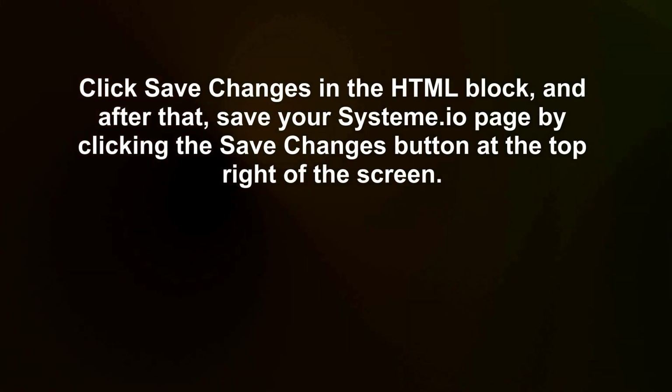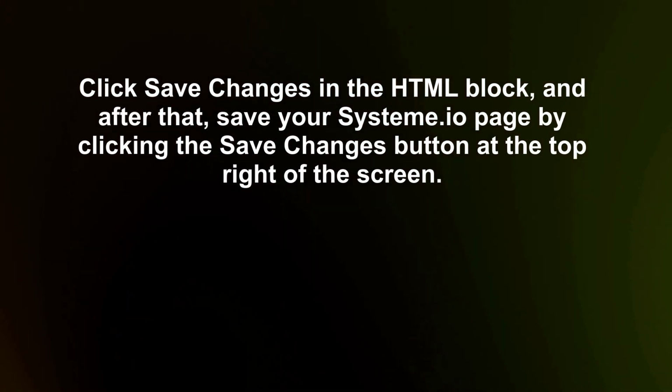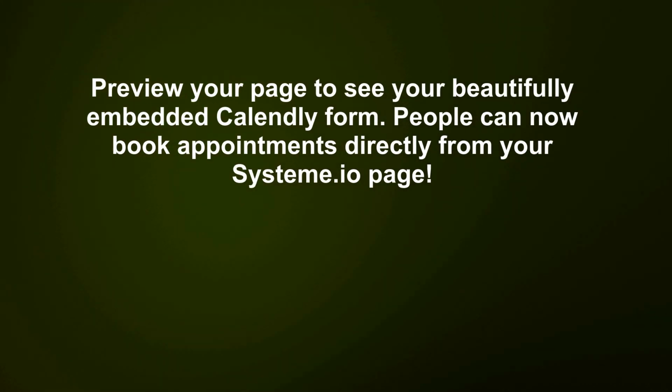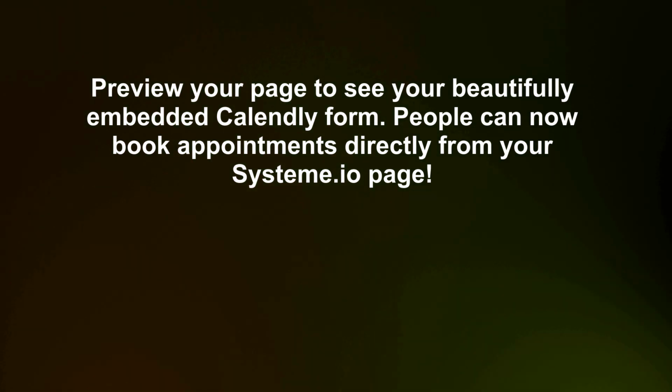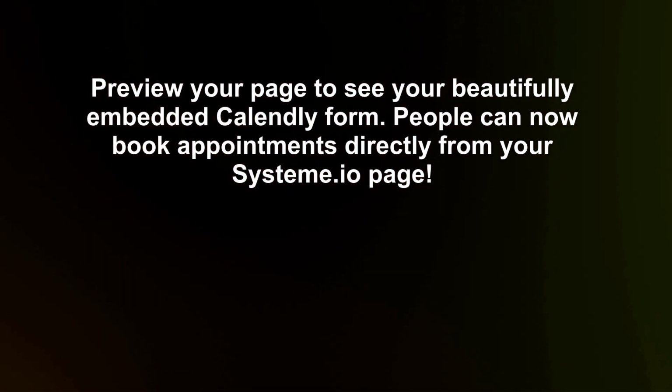Click Save Changes in the HTML block, and after that, save your systeme.io page by clicking the Save Changes button at the top right of the screen. Preview your page to see your beautifully embedded Calendly form. People can now book appointments directly from your systeme.io page.